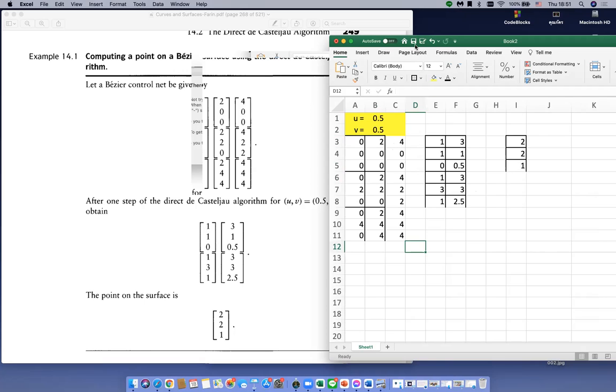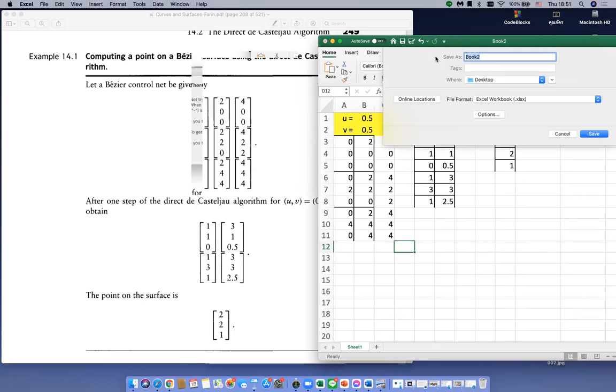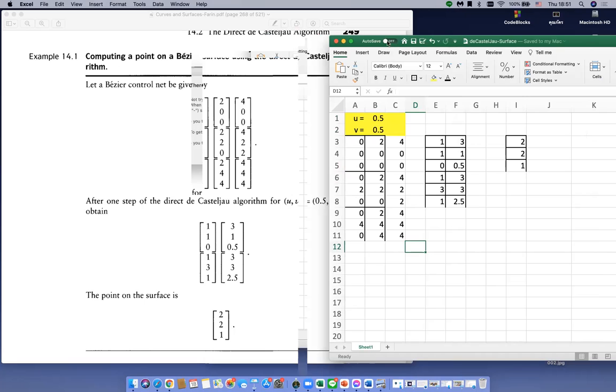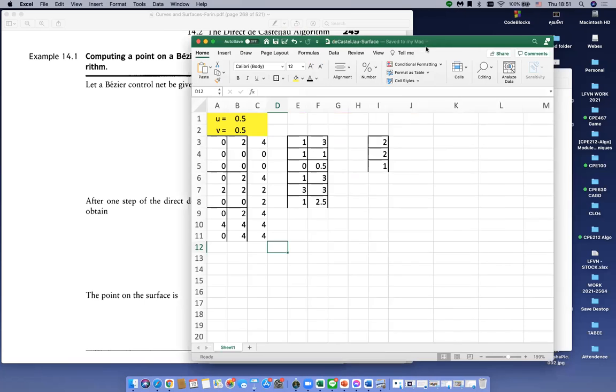I will give you this one, the Casteljau algorithm for surface. Okay, and I will let you see this one.